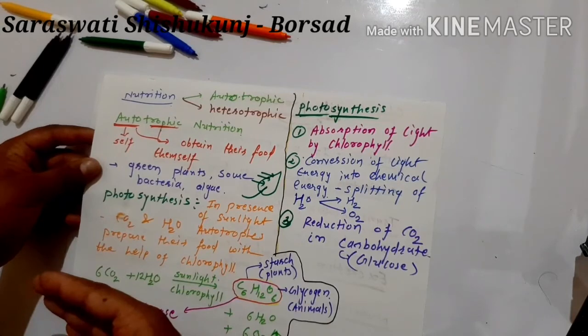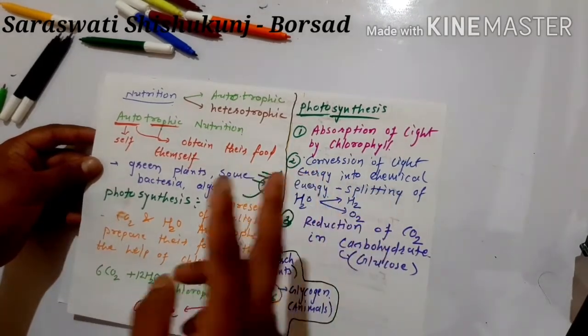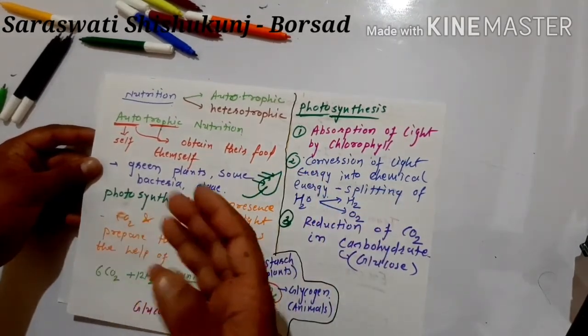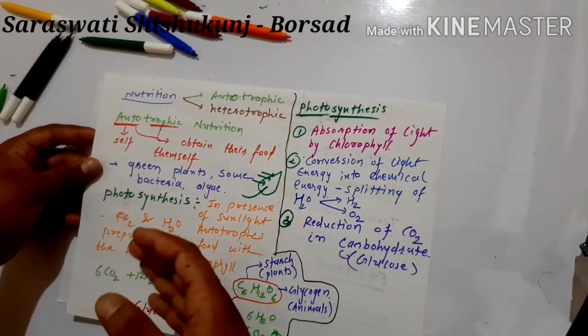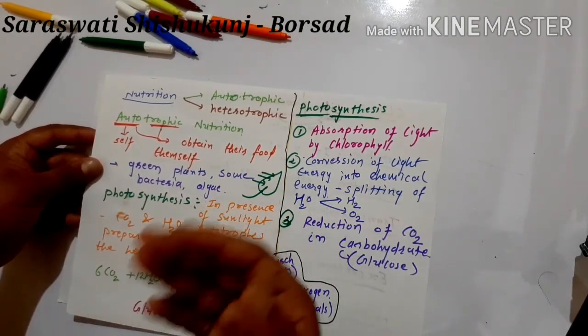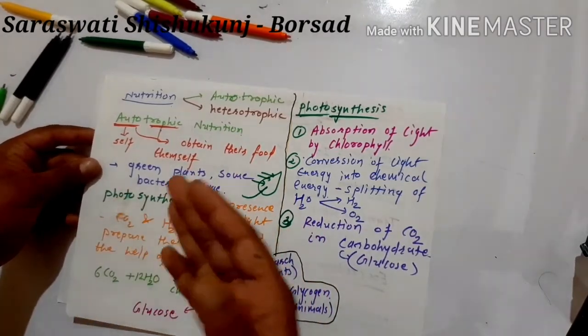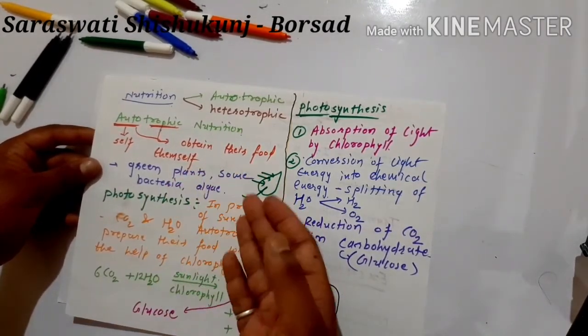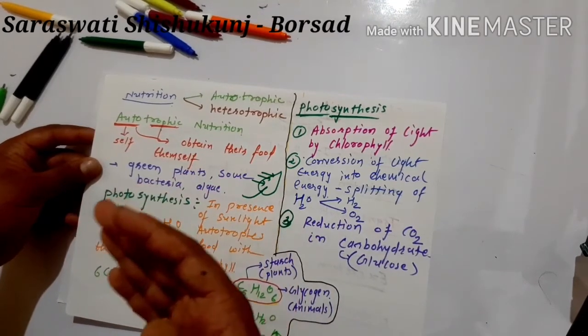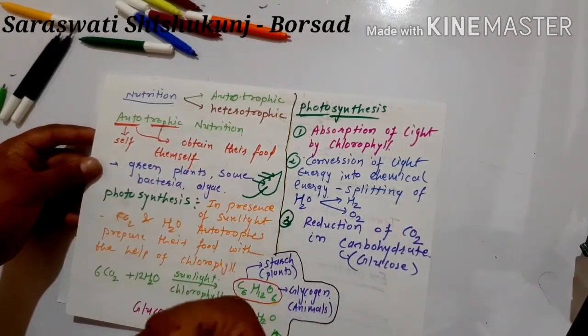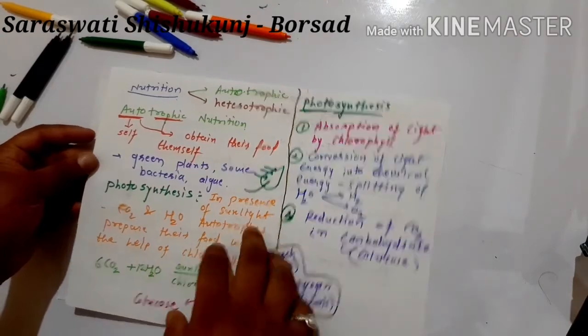In autotrophic nutrition, auto means self and trophic means to obtain food. If the organisms are able to obtain their food, to prepare their food by themselves, they are called autotrophs. Generally, blue-green algae, some bacteria, and green plants are examples of it.